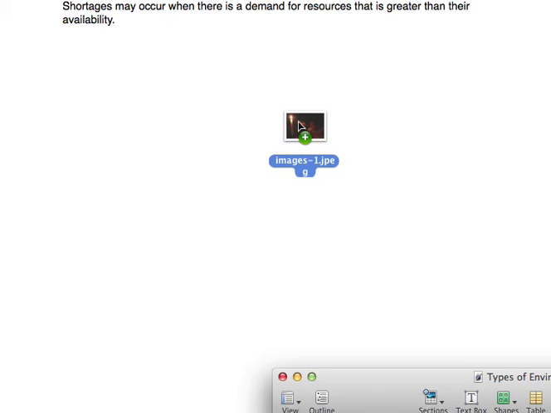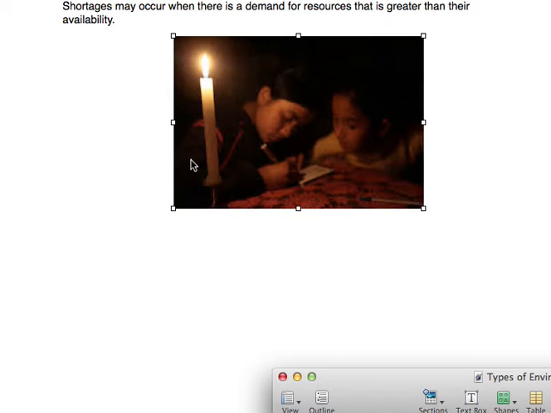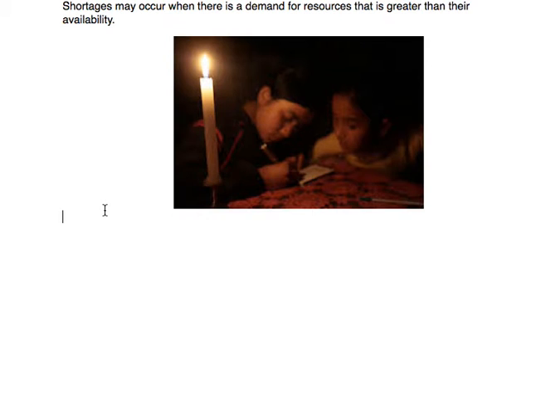If you don't have enough energy available because too many people are trying to get that energy, here they are having to do their homework by candlelight. Other examples happened in the 1970s, when there were oil shortages and people would have to get in line, and they could only get gas on certain days of the week, depending on their license plate number. They would have to line up for gas, with lines miles long, just waiting.